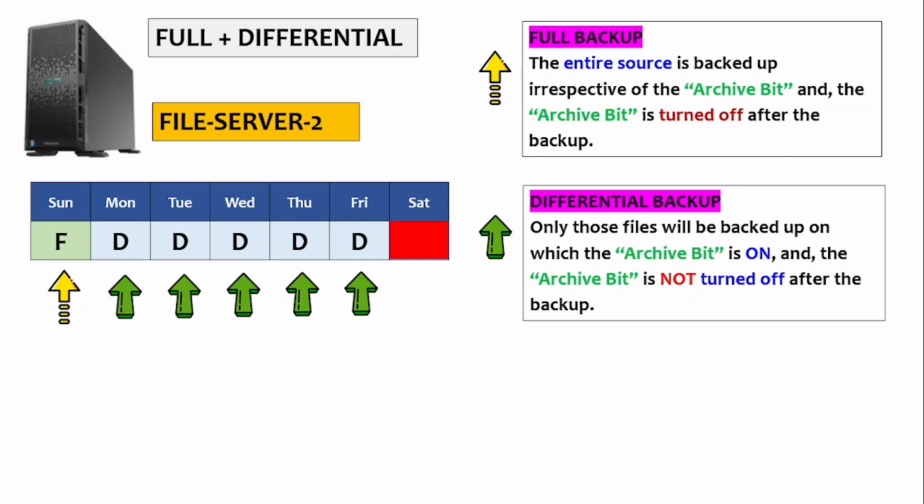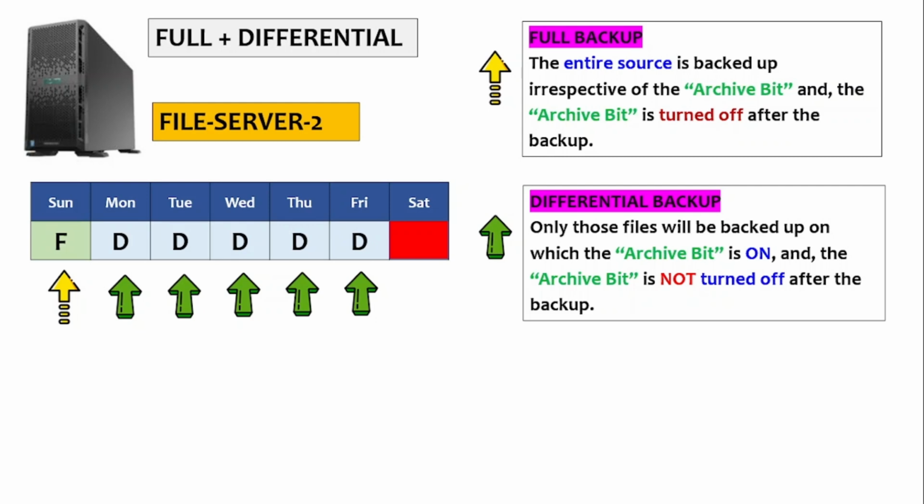People came on Monday, they edited existing files, they created new files. So the new files and the edited files, the archive bit got turned on, and on Monday evening, let's say we took a differential backup, but after we took the differential backup, it didn't turn off the archive bit. So the archive bit was on for the changed files which were there on Monday.